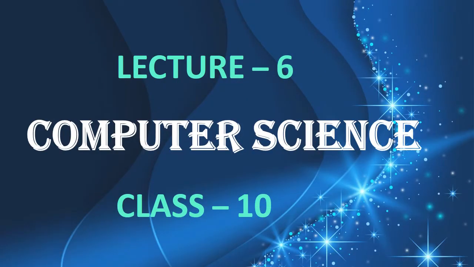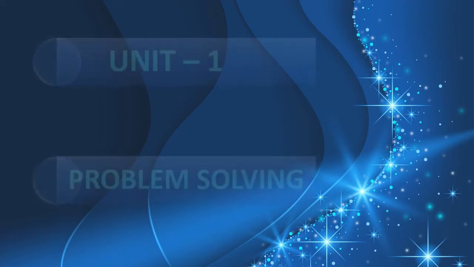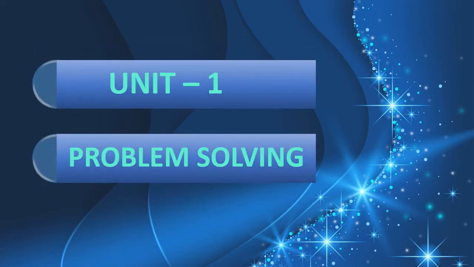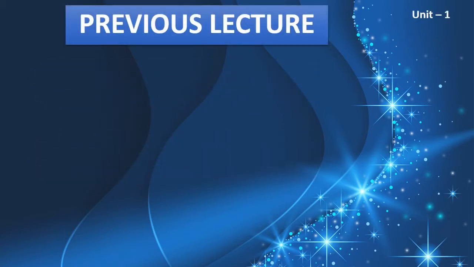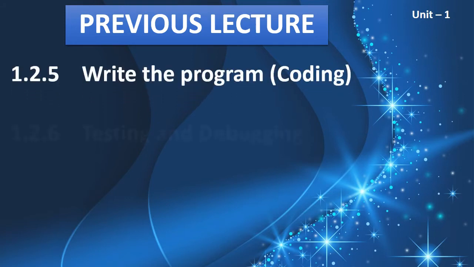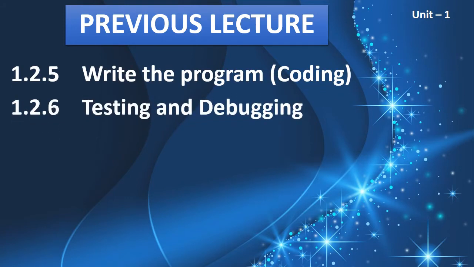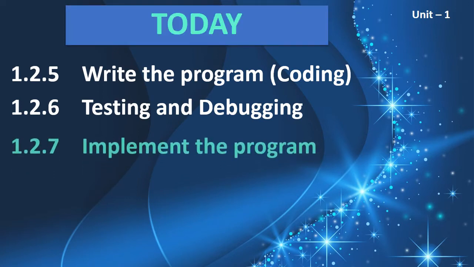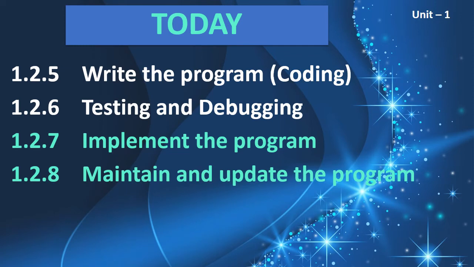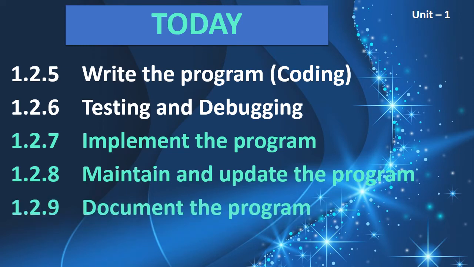Today we are here for lecture number 6 of Computer Science class 10th. This is the last lecture of unit number 1, problem solving. In the previous lecture we have learned write the program, coding, and testing and debugging phase. Now we are going to learn implement the program, maintain and update the program, document the program, the last 3 steps of software development method. Plus, we are going to do the exercise of unit number 1.